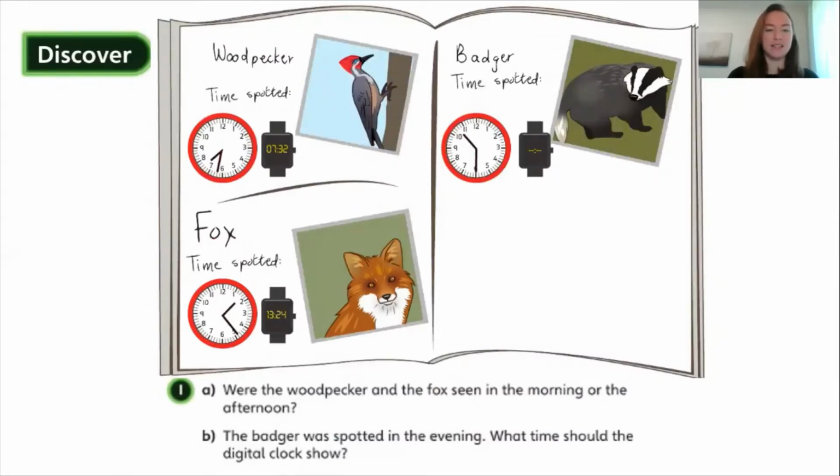Part A asks us, were the woodpecker and the fox seen in the morning or the afternoon? And Part B says, the badger was spotted in the evening. What time should the digital clock show? It's really important here to look at the digital and the analog clocks to find your answers. Pause the video now, go and have a go, and then come back to the video in a minute to go through the answers together.